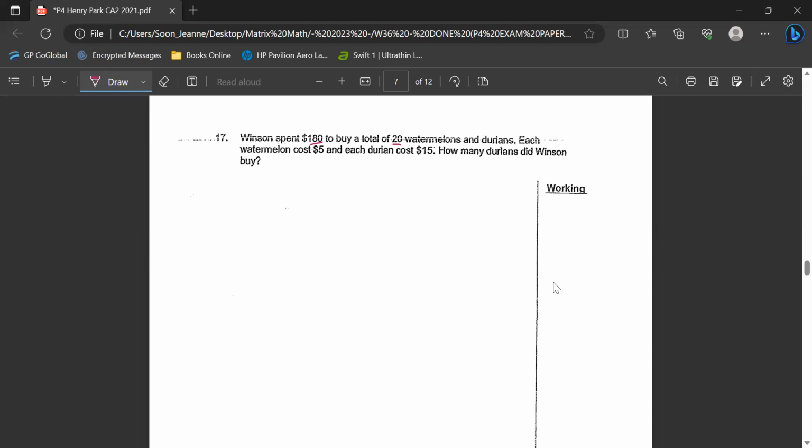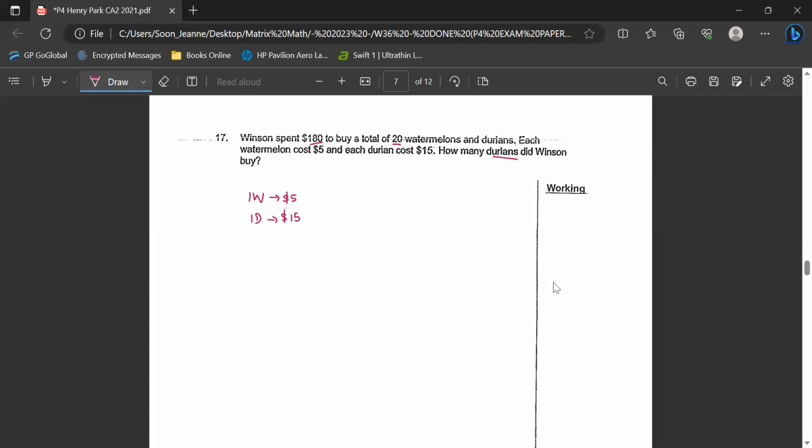They didn't tell exactly how many for each type of fruit, but the total number of fruits bought was actually 20, a mixture of watermelons and durians. And it says that each watermelon costs $5. So I'm just going to write here, one watermelon, $5, and one durian is actually a little bit more expensive, $15. So I want to find the number of durians.